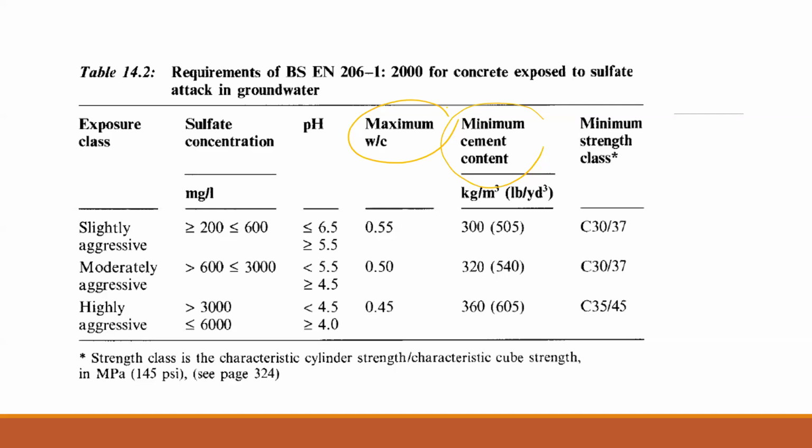We have a severe exposure, so we can't say moderate or slightly. So we'll go with the highly aggressive. So maximum water to cement ratio is 0.45 and the minimum cement content is 360 kilograms. We design for a cubic meter. Okay, so we find the amounts of all these for 1 cubic meter. Any question up to here?